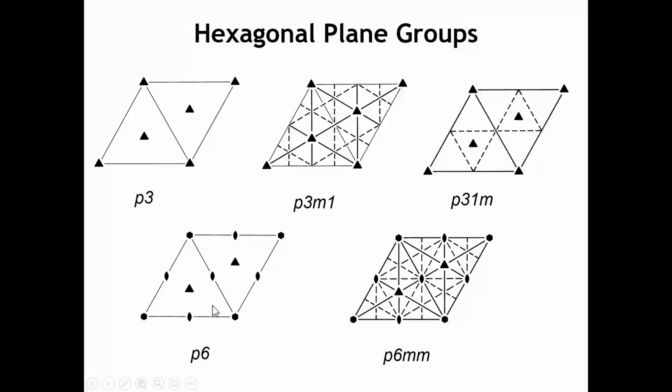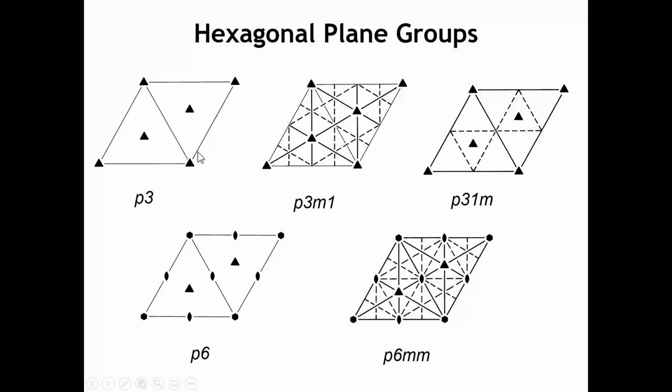And then finally, we have 2 plane groups that come from point groups that have a sixfold rotation axis, P6 and P6MM. And we see that P6MM also has not only a sixfold rotation axis, but a threefold rotation axis, as well as a twofold rotation axis.